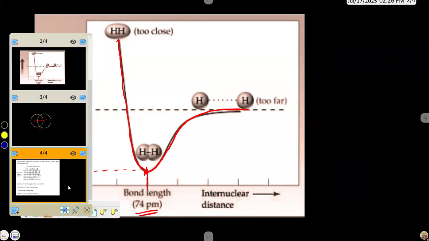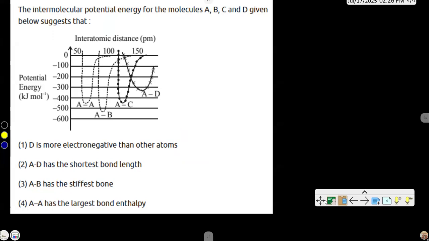We'll see a question out of this that was asked in JEE Mains. The intermolecular potential energy of the molecules A, B, C, D has been given, and he's asking about the following options. He has given the potential energy on this side. It is all negative. Okay, fine. Now, first, let us check the first one. D is a more electronegative element than other atoms.